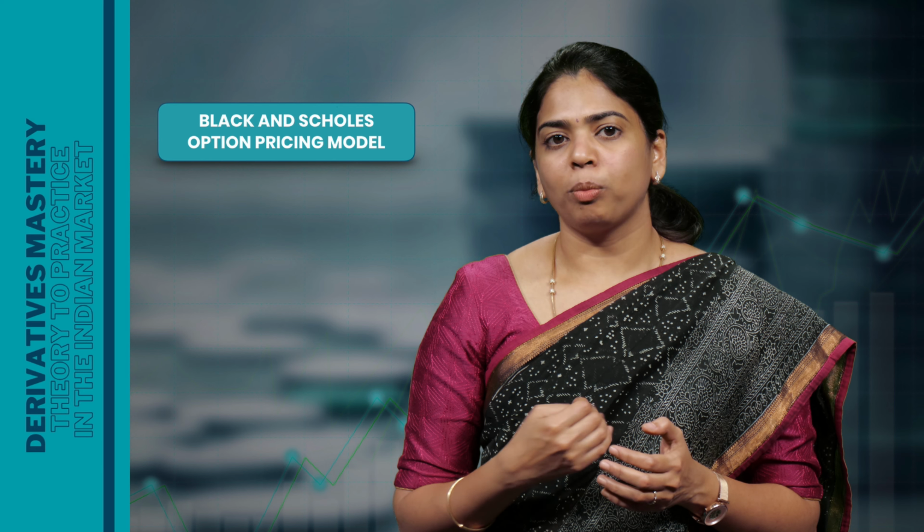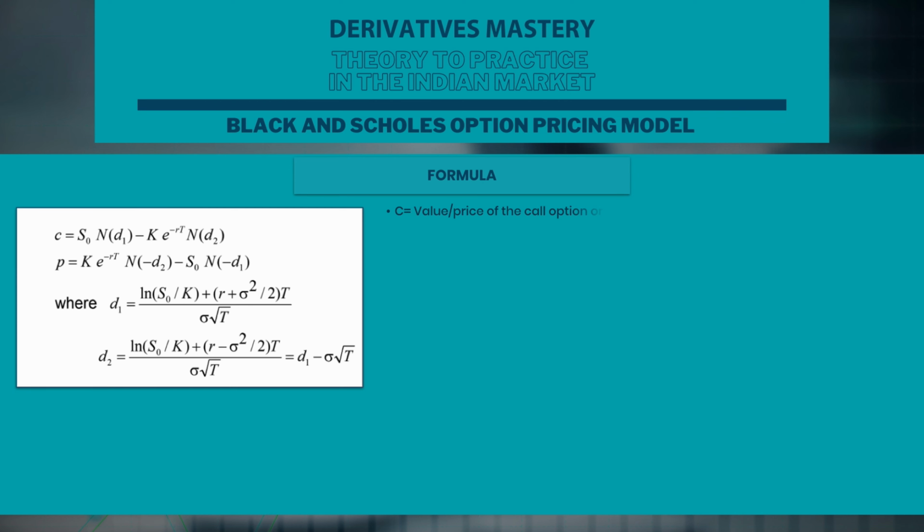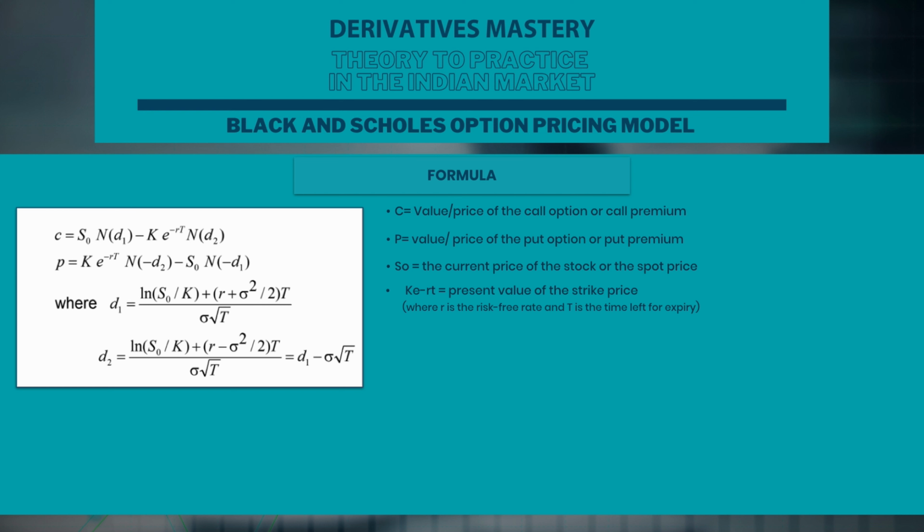Now, let us get to the formula. Here, C represents the value or the price of the call option, or the call premium. P is the value or price of the put option, or the put premium. S0 is the current price of the stock, or the spot price. K times e to the power minus RT is the present value of the strike price, where R is the risk-free rate and T is the time left for expiry. And e is a mathematical constant, like a multiplier used to calculate the present value. Don't worry about the math, it just helps us discount the future money.